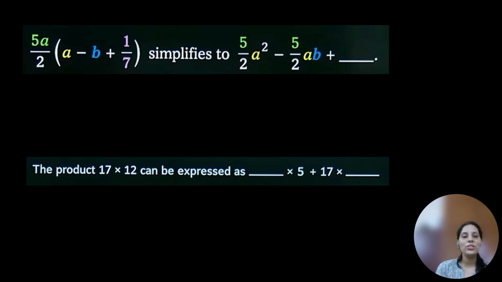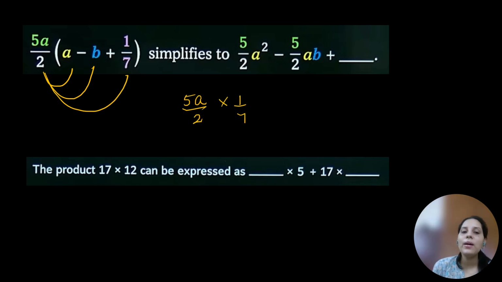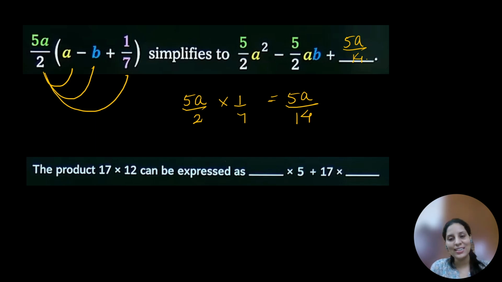Now let us see a question. This one simplifies to this plus what is this dash? So these questions generally come for 1 mark. Bracket means multiplication. So 5a by 2 into a is 5 by 2 a square, then 5ab by 2, and then lastly 5a by 2 into 1 by 7, which is nothing but 5a by 7 into 2, 14. So 5a by 14 is your answer.